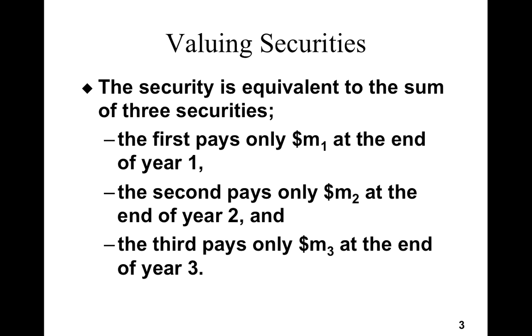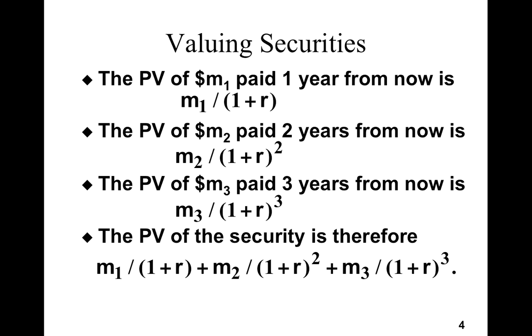Of course, from our discussion last week, we know that we cannot just add M1, M2, and M3 and say this is the total amount that we get from the security. Money today and money tomorrow is not the same. So, when we want to add income streams that occur at different time points, we will have to take the present value of those securities. So, what is the present value of a security that pays you M1 at the end of 1 year from now?